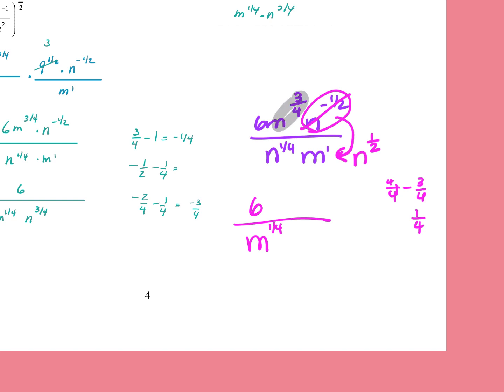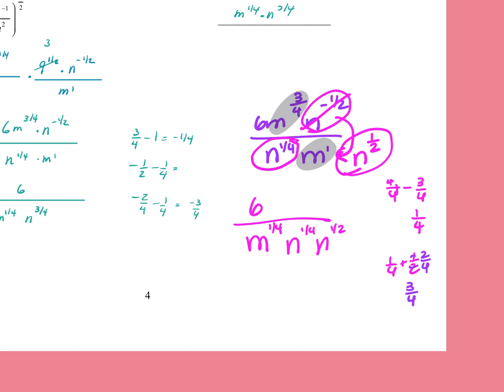So I had m to the 3/4 up here, and I had m to the 1 in the bottom, right? And 1's bigger than 3/4, so it stays in the bottom. Then you've got both n's in the bottom, n to the 1/4 and n to the 1/2. So we want to add those. So 1/4 plus 1/2, or 2/4, becomes 3/4. So I got 6 in my numerator, m to the 1/4 and n to the 3/4 in the denominator. Thank you. You're welcome. Any other questions from this page?